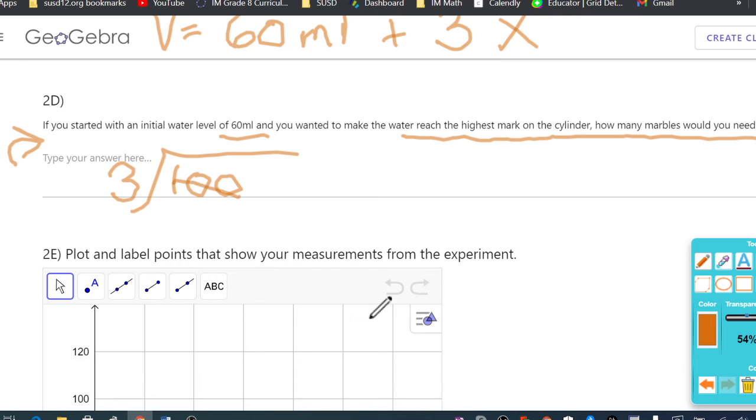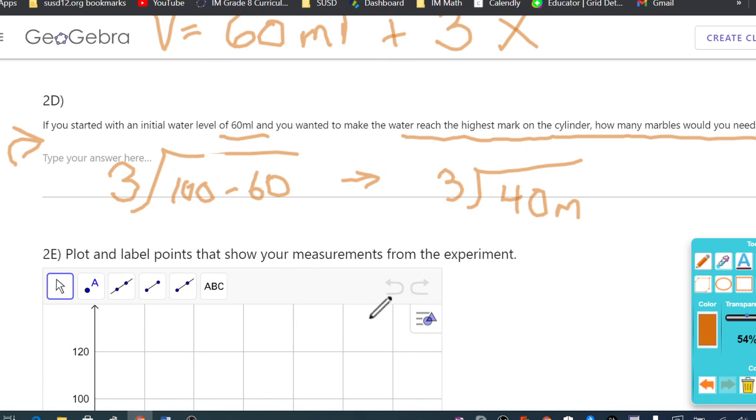Oh, I'm sorry, not 100. It's going to be 100 minus 60. Let me erase that. Because we're going from 60 to 100 milliliters, we want to get 40 more milliliters to reach the highest point on the cylinder. So how many times does 3 go into 40 milliliters?